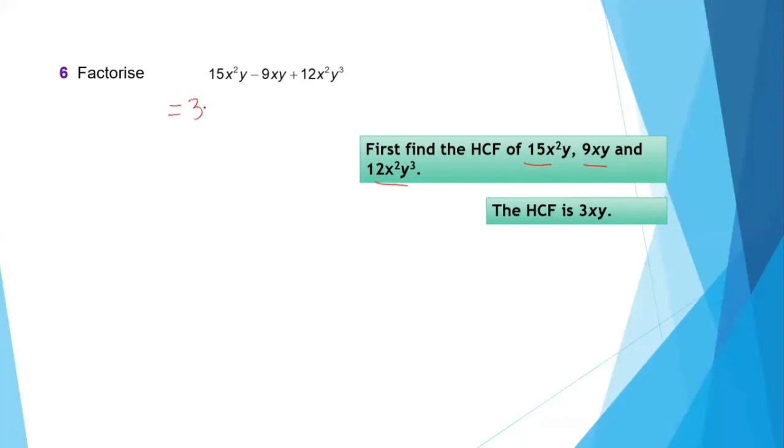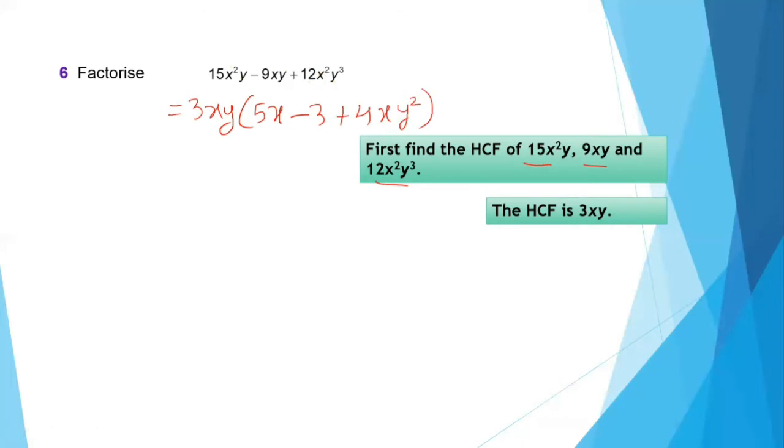Now we take 3xy common. 3 into what gives 15? 5. X into what gives x square? X. And y has already come out. So we are left with 5x. Minus sign, so we put minus 9. 3 into what gives 9? 3 3s are 9. Or the other way, from 9, 3 is taken out, 3 is left. X has already gone out, y has already jumped out, so only minus 3 left. Plus 3 into what gives 12? 4. From x square, 1x has gone, so 1x is left. From y cube, 1y has gone, so y square is left. So these are the factors, children.